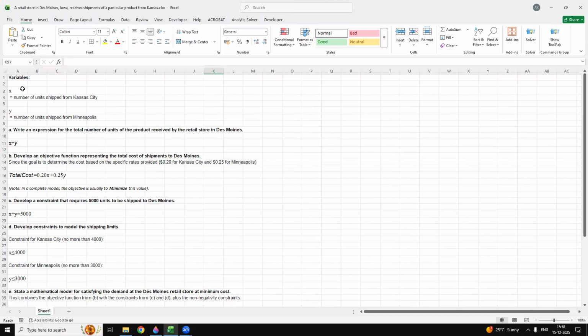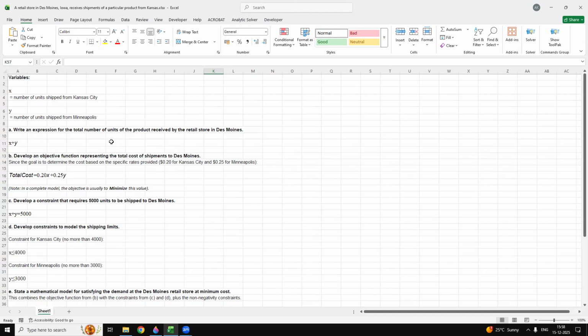Here we have the variables defined in the question itself: x equals the number of units shipped from Kansas City and y equals the number of units shipped from Minneapolis. Then for part A, write an expression for the total number of units of the product received by the retail store in Des Moines. The total number of units is x plus y.